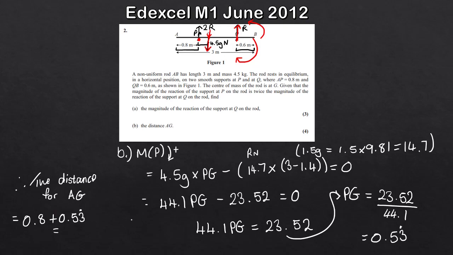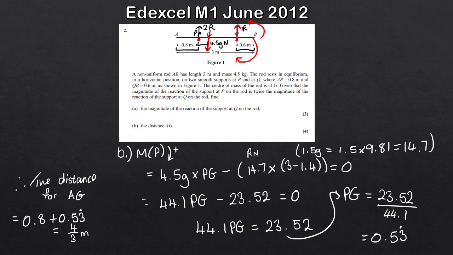0.8 plus 0.5333. Add these on your calculator, and what you should get here is 4/3. And remember, this is length. I'm working in meters, so this is 4/3 meters for the distance of A to G. So that's the first question done there.